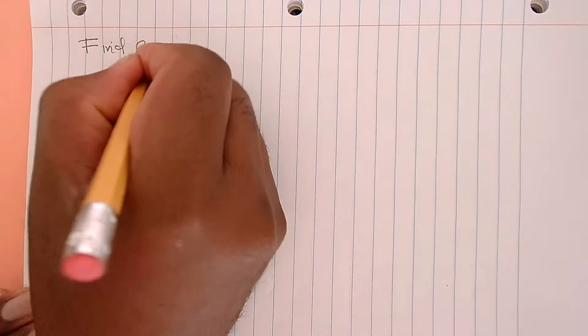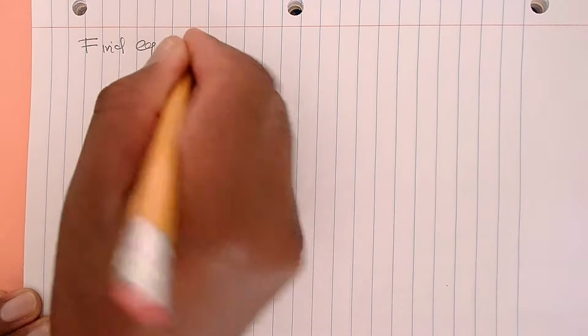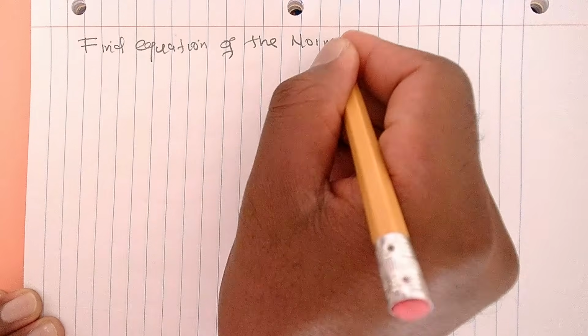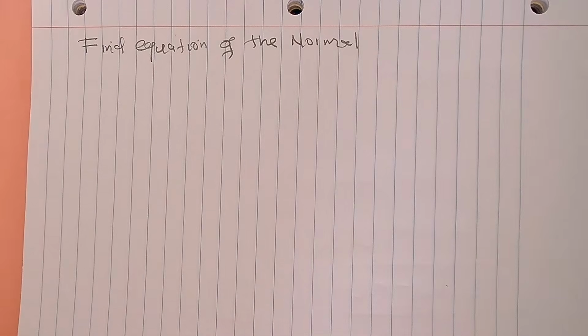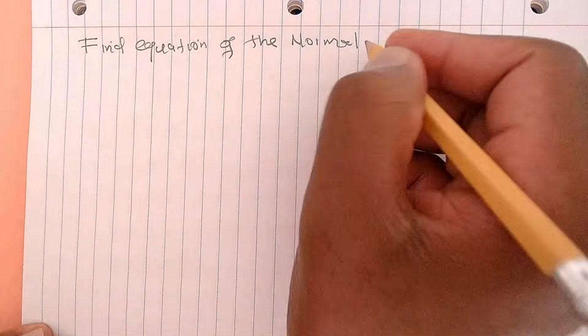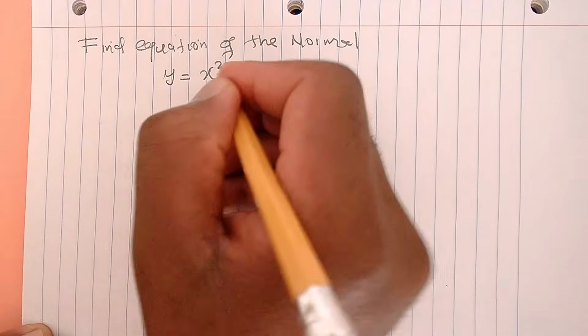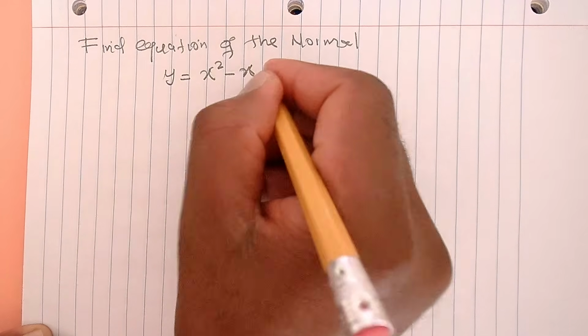Right, so what are we asking for here? Okay, so we want to find the equation of the normal. Find the equation of the normal to which curve? To the curve y is x squared minus x, plus 4.